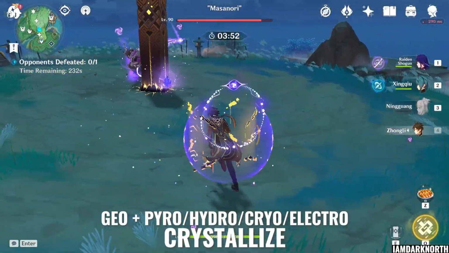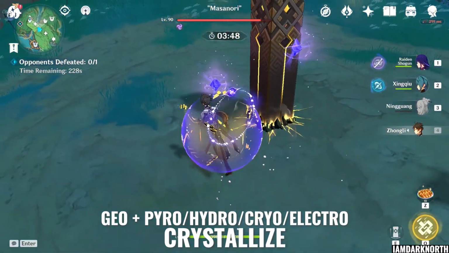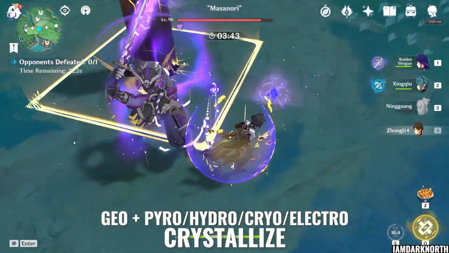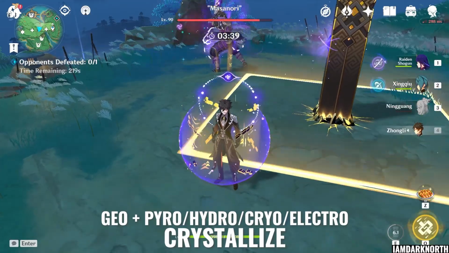Crystallize. It is triggered when Geo reacts with Pyro, Hydro, Cryo, and Electro. It deals no damage but creates an elemental shard depending on the element it reacts with, and when picked up by an active character, it generates an elemental shield.